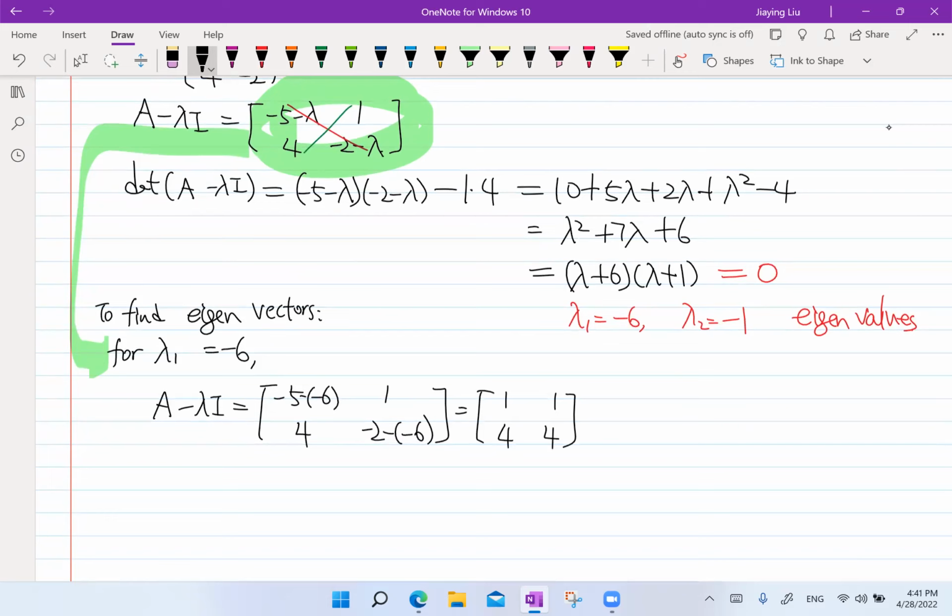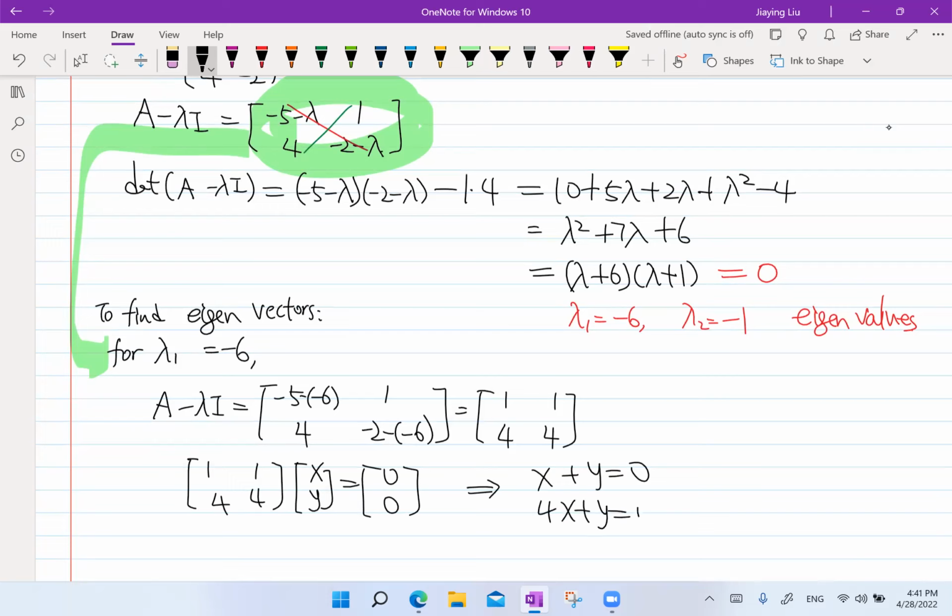And then I'm going to take this matrix, multiply by x, y, and set it equal to 0. So you get 1, 1, 4, 4 times this eigenvector. You can call it x, y, but it's not the same x, y as before because the x, y were the functions. But here it's just some values. So that's supposed to be 0, 0. And then we can figure out this is going to be x plus y equals 0, 4x plus 4y equals 0. So it really is the same equation, just x equals -y.